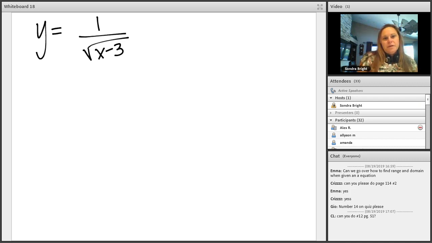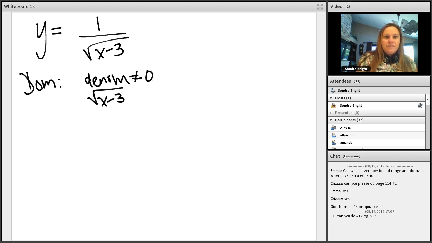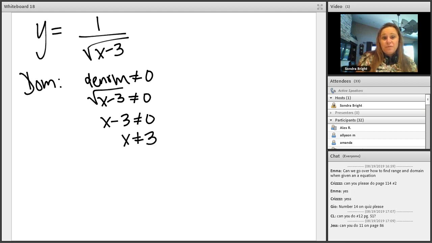So your domain, start with that, you've got a variable in the denominator, so your denominator can't equal 0. That means the square root of x minus 3 cannot equal 0. And if you square both sides, you have x minus 3 can't equal 0. And so x cannot equal 3 because you can't divide by 0.